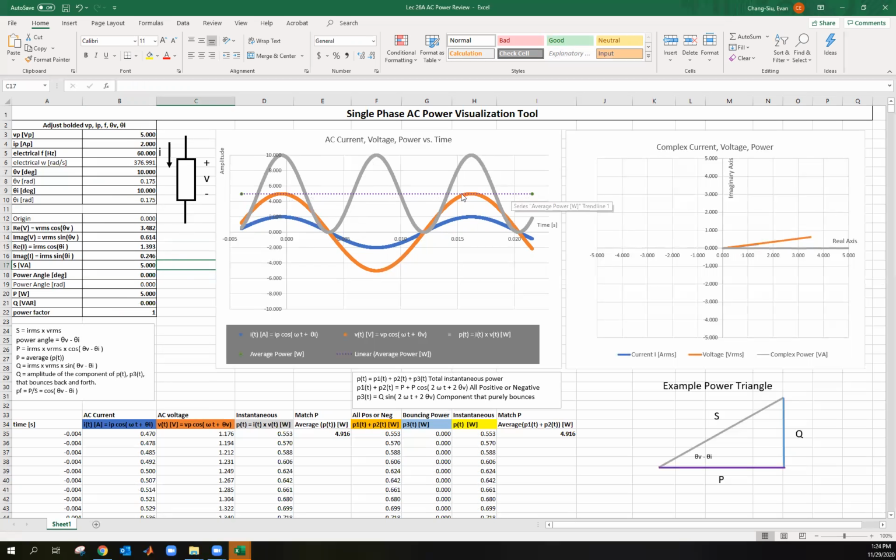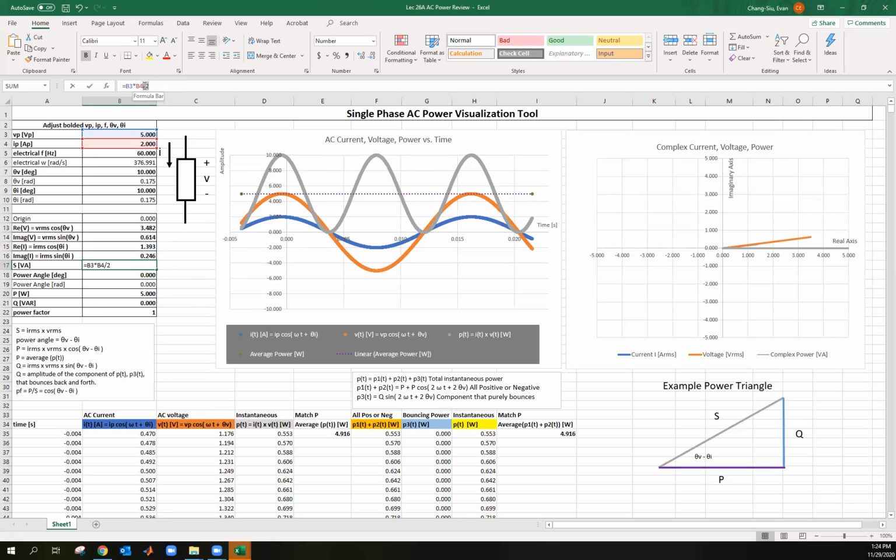Now notice this purple dashed line. This purple dashed line is essentially the average of this gray line, right? And that is actually the real power. And the real power, we are using the equation IRMS, VRMS cosine of theta V minus theta I. And you can see that written here. Okay, so it's B17 times cosine of B19. So what's B17? Well, that is the apparent power, which is V times I over 2.